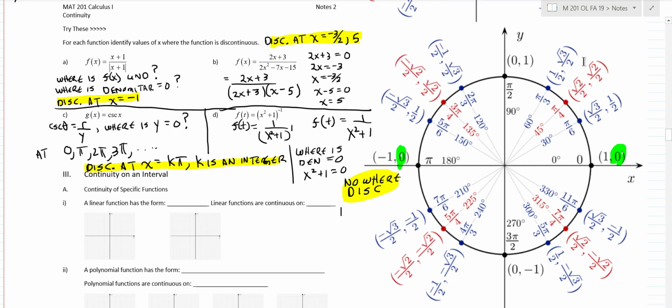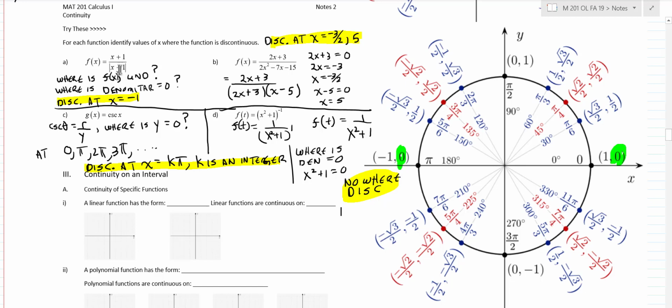Okay, so I'll close this off. You can see what you came up with. So with this first one, I gave you a fraction. So the same idea: teacher gives fraction, student says, I need to figure out where the denominator is 0. And this one you can do in your head.